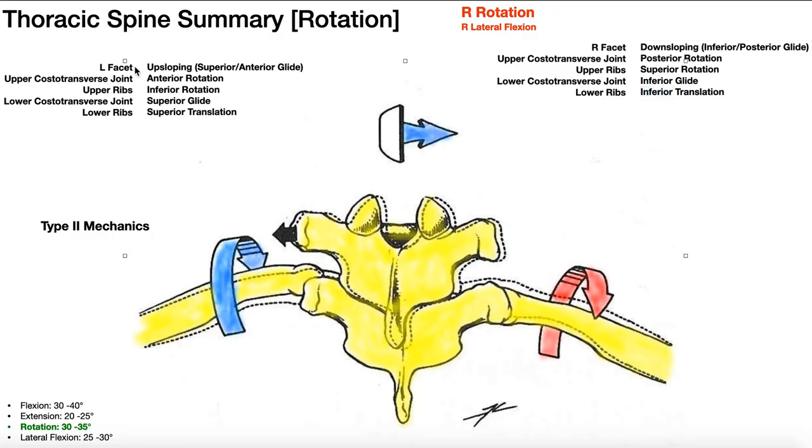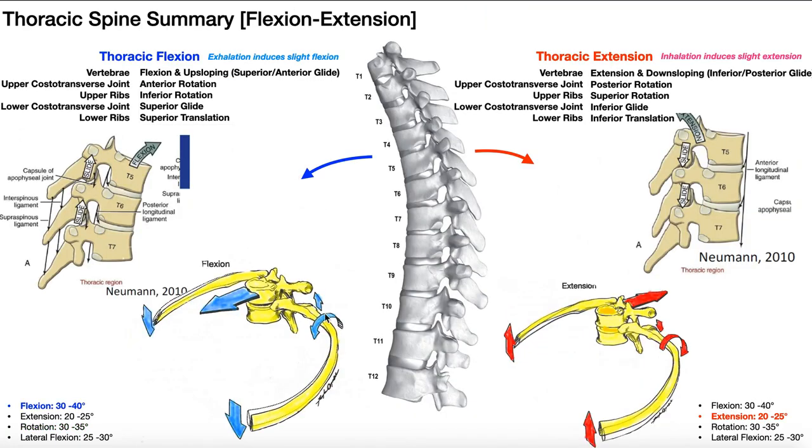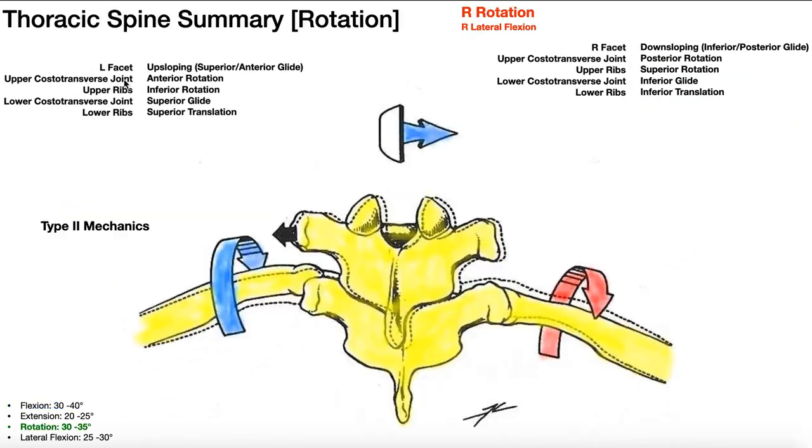Now the opposite occurs on the left side. Because we're rotating to the right, there's going to be a superior anterior glide at the left facet joints. The superior part of the glide is really more due to the right lateral flexion, but the anterior glide is more due to the rotation. With that anterior glide in the upslope, the upper costotransverse joints are going to undergo anterior rotation. And remember, for anterior rotation, the net effect is those ribs rotate downwards. So for upper costotransverse joints, anterior rotation facilitates inferior rotation of the upper ribs.